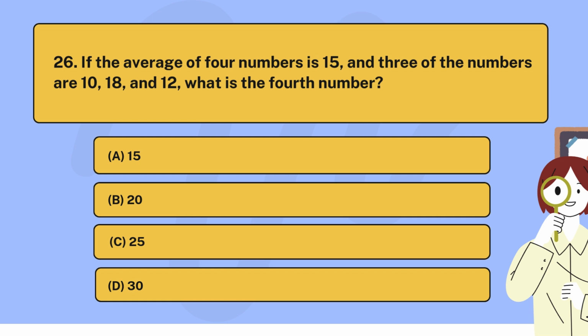Question 26. If the average of 4 numbers is 15, and 3 of the numbers are 10, 18, and 12, what is the fourth number? A. 15, B. 20, C. 25, D. 30.